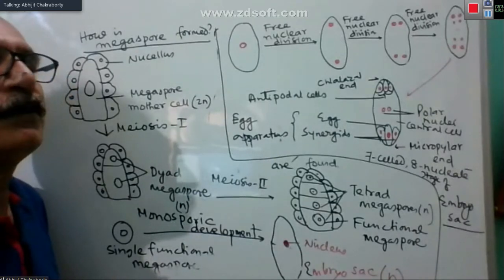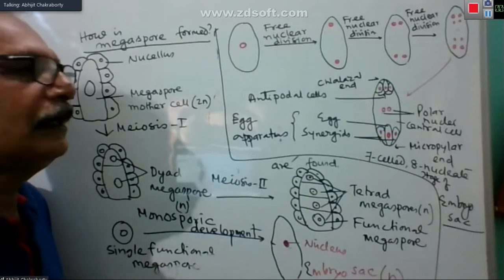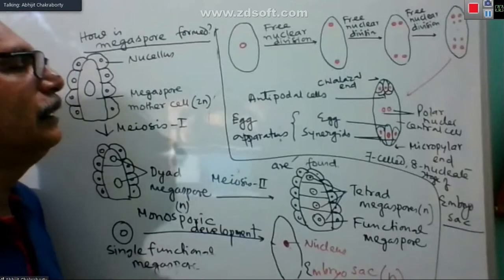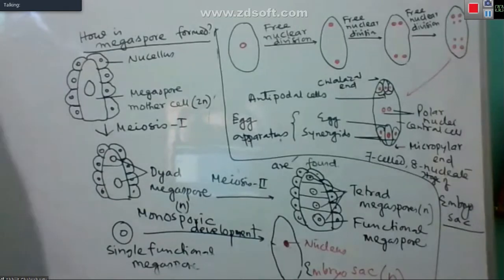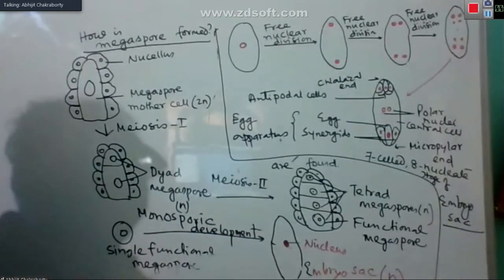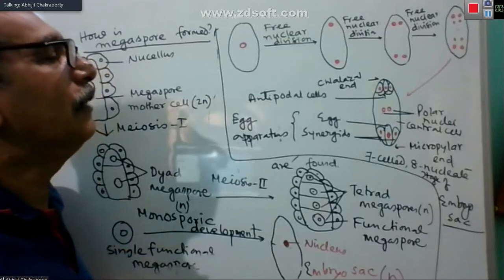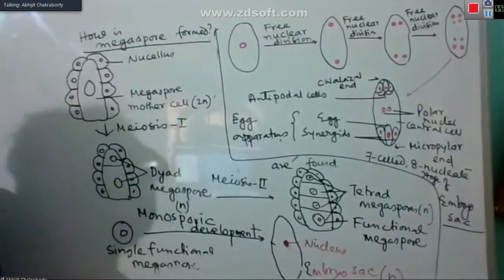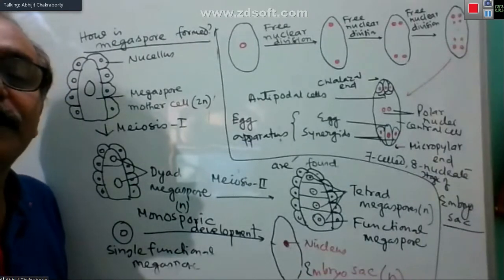3 cells are shifted to the micropylar pole. Among them the middle larger one is called the egg, and on both sides of the egg you will get the synergids, and egg and synergids together form the egg apparatus, and 2 nuclei are found in the center called polar nuclei. In this way, 7-cell, 8-nucleate stage of embryo sac forms. Is it clear?